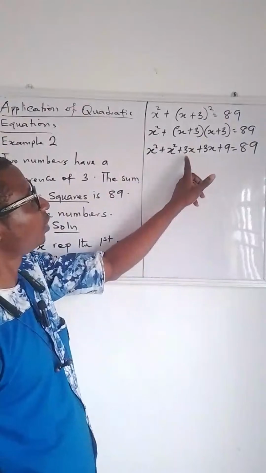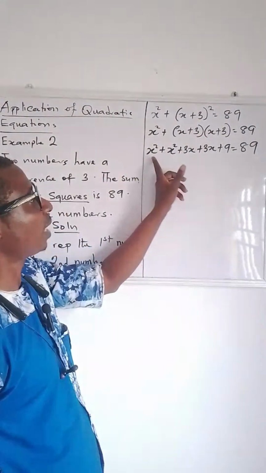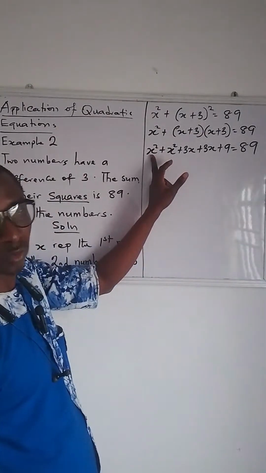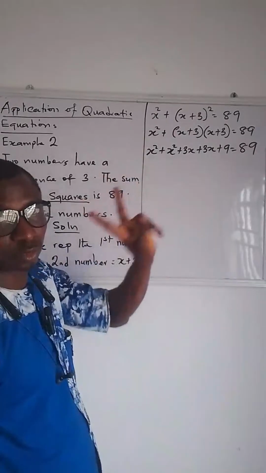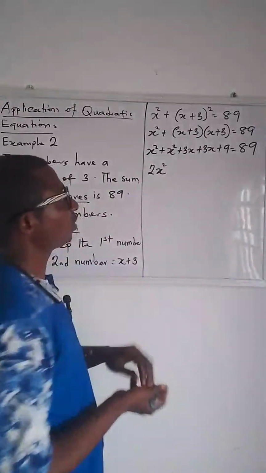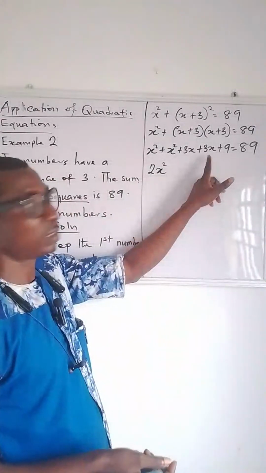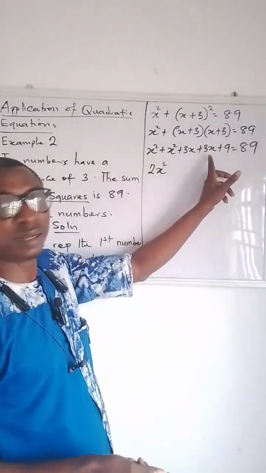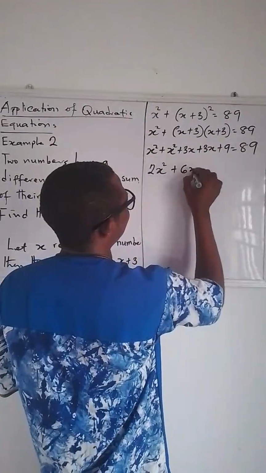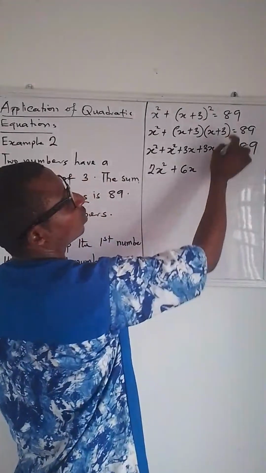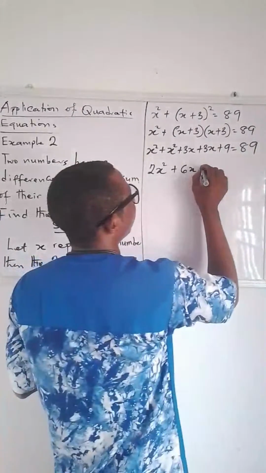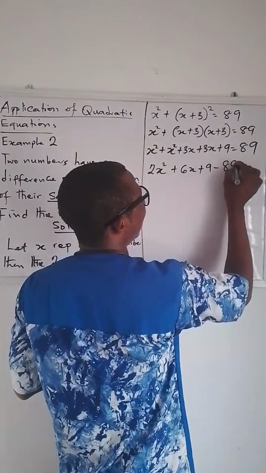All right, now look at these middle terms. They are the same thing. And look at this, they are the same thing. So I can add these together. This is 1x squared, this is another 1x squared, making 2x squared. Now the second one, this is 3x, this is another 3x, making 6x. So plus 6x. Now you can move this one to this side, and don't forget, once it comes here, the sign changes. So I have plus 9 minus 89 equals 0.